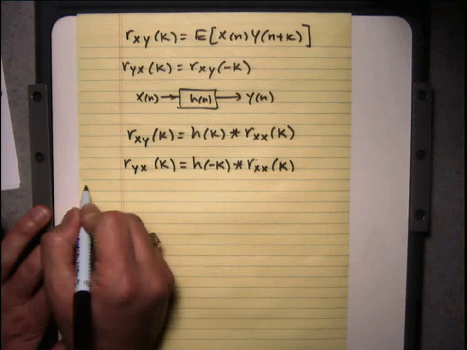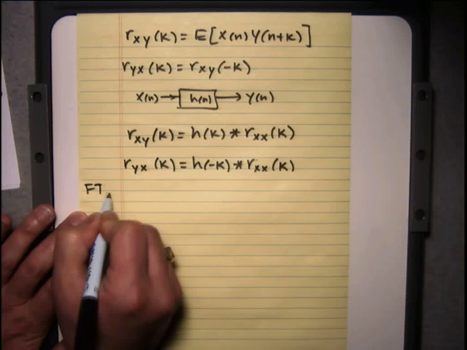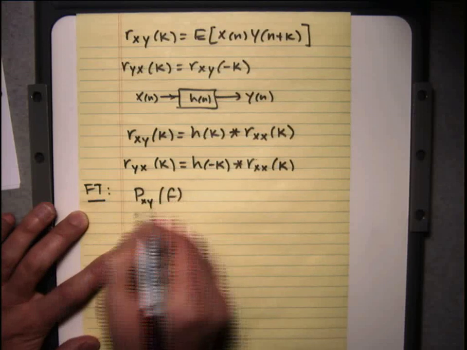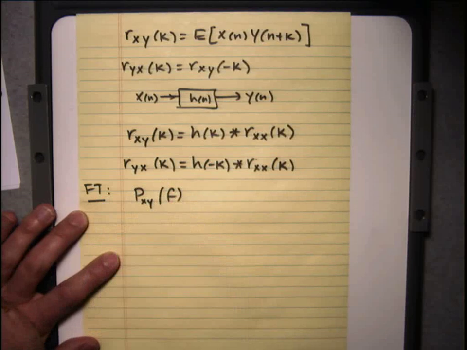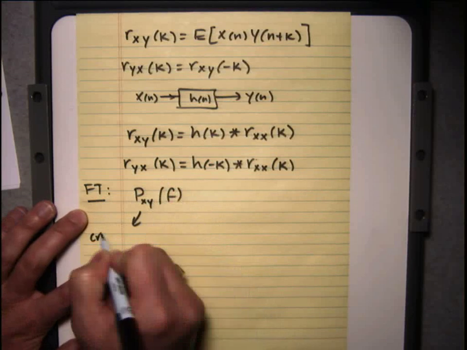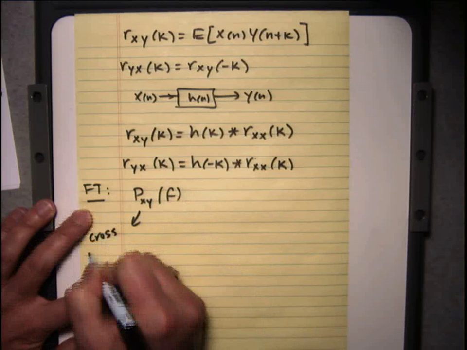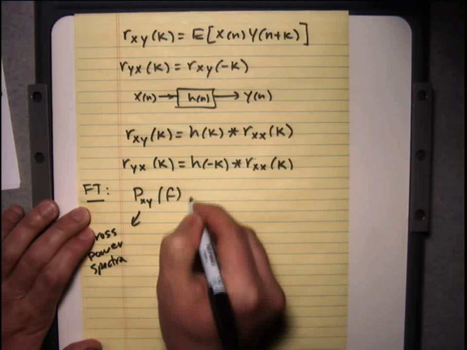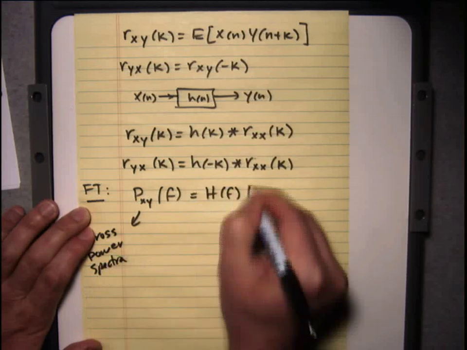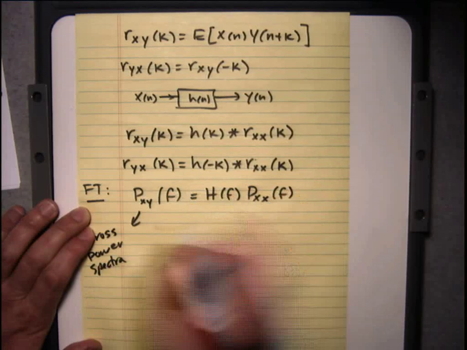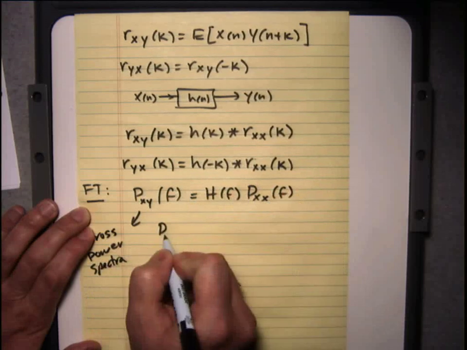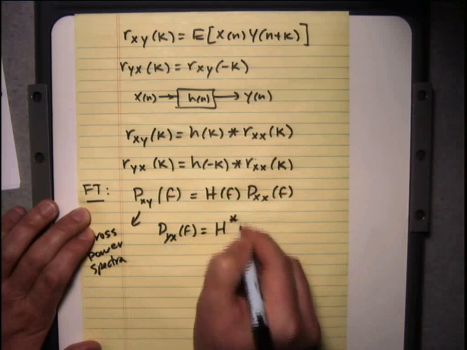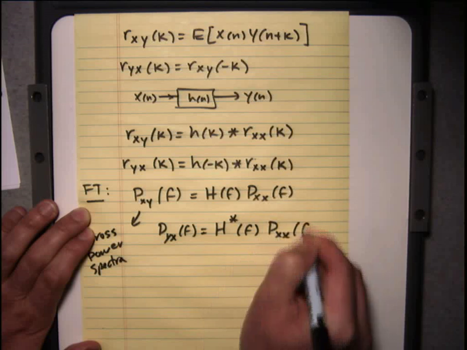And again, using the Fourier transform, what we have is Pxy of f. These are called the cross power spectrum. This is H of f times Pxx of f, and correspondingly Pyx of f is H star of f times Pxx.